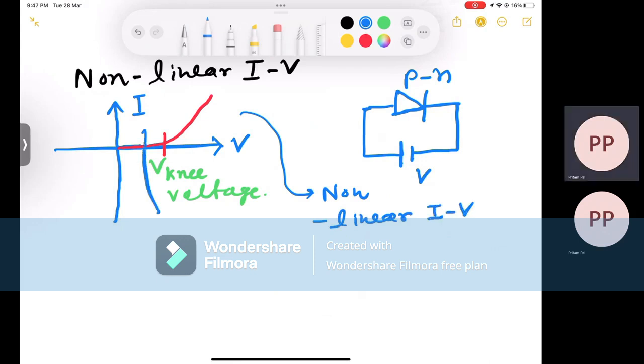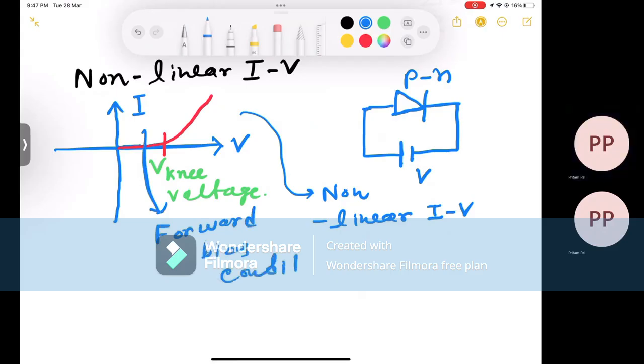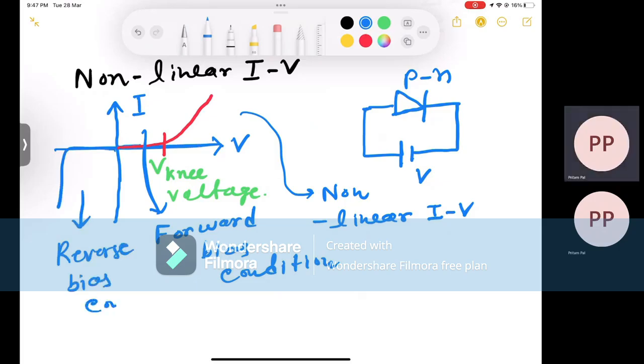This is the forward bias condition. And this is the negative side, the reverse bias condition. You all know these things. So this is the example of the non-linear IV, as I was telling.